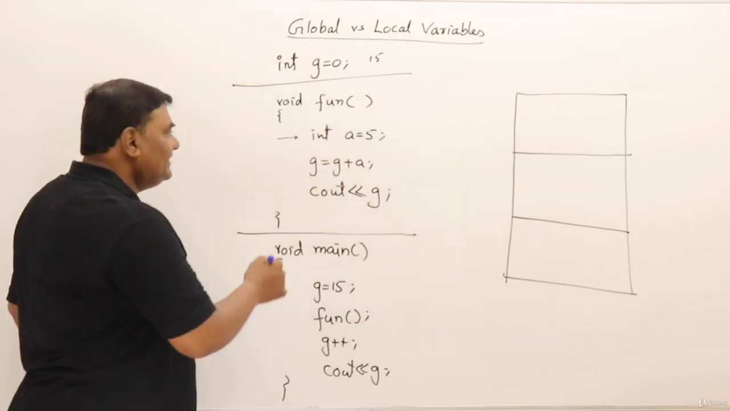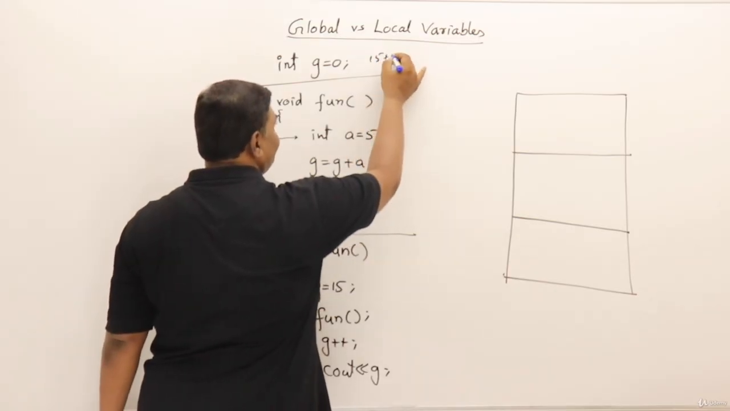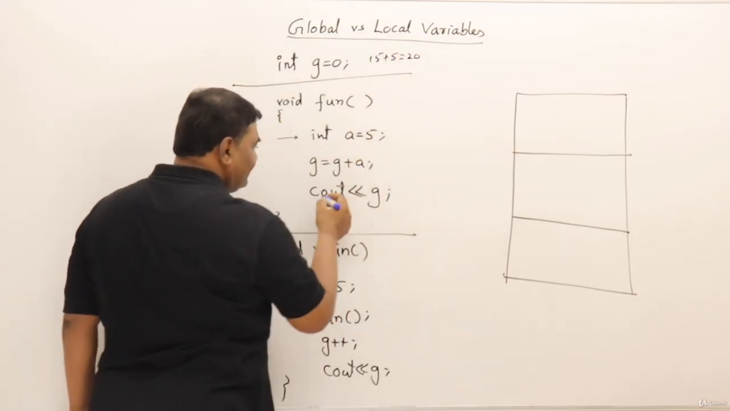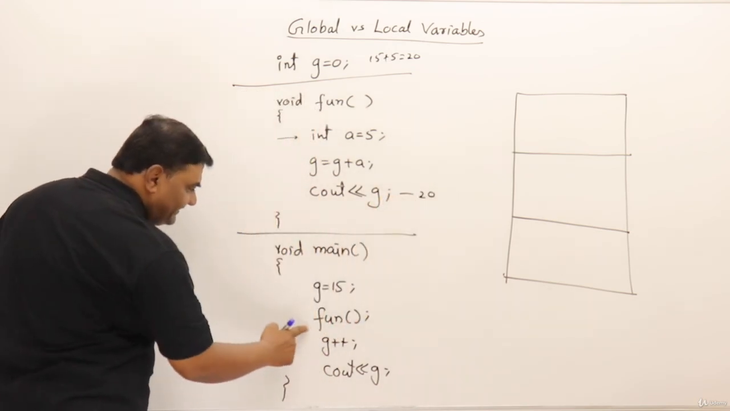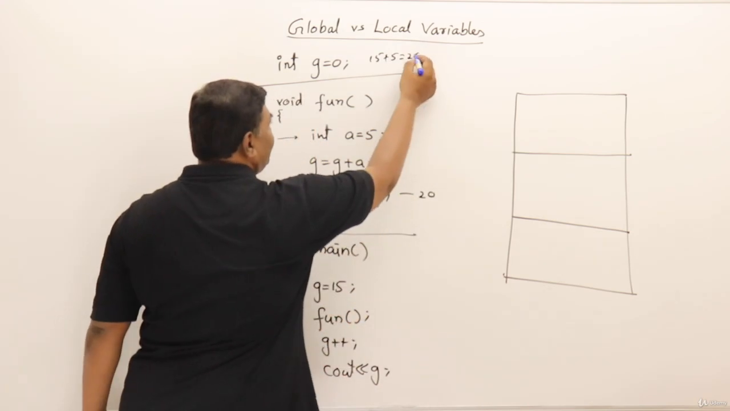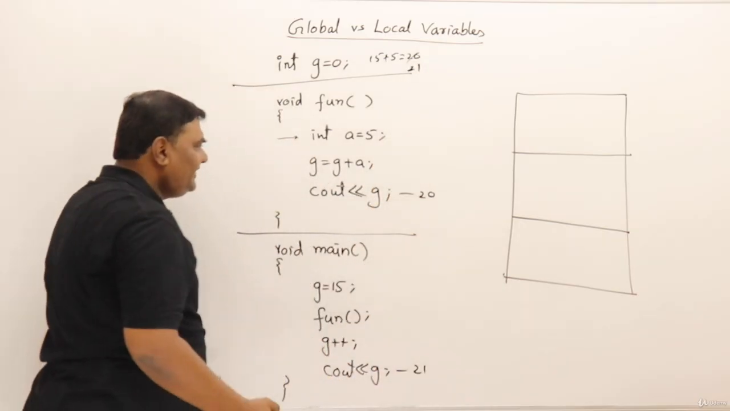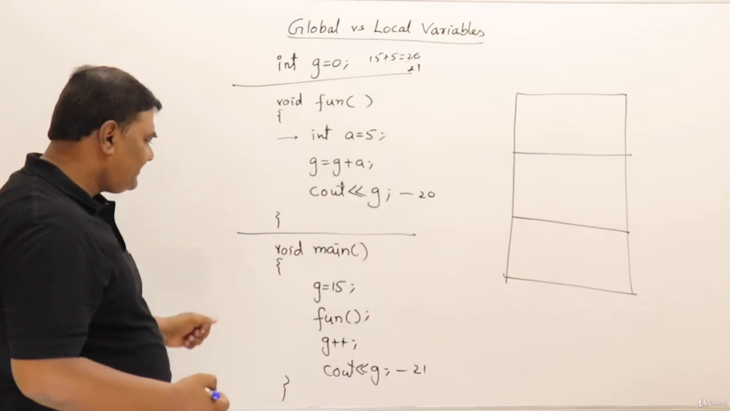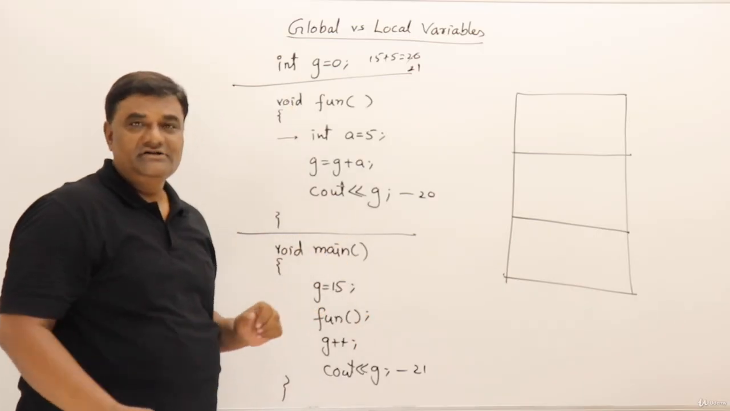Let us continue. G assign G plus A, 5 is added to this one, so this becomes 20. Then cout G, 20 is displayed. Then the function ends, come back, G plus plus, so this becomes 21, and here 21 is printed. Doing nothing, just as a sample code I have written to show you that this variable can be accessed in any one of these functions.